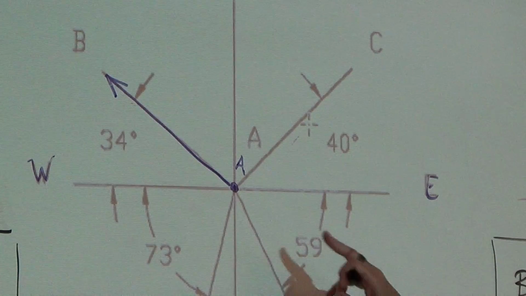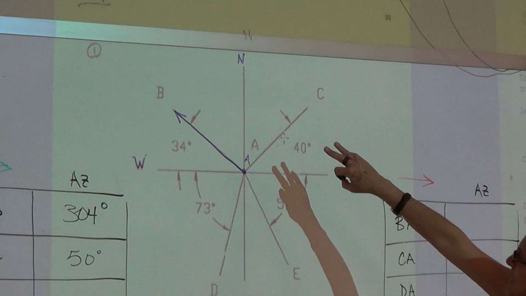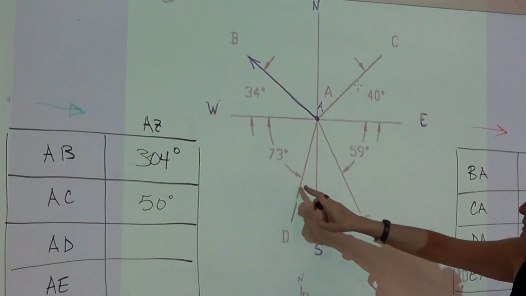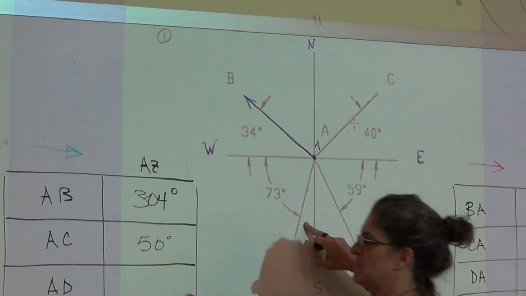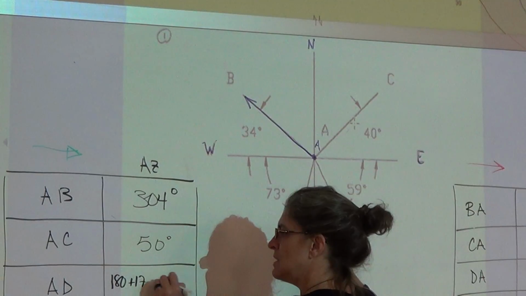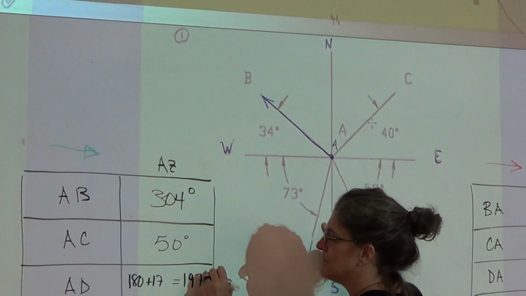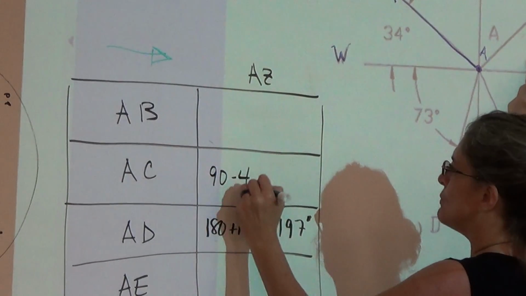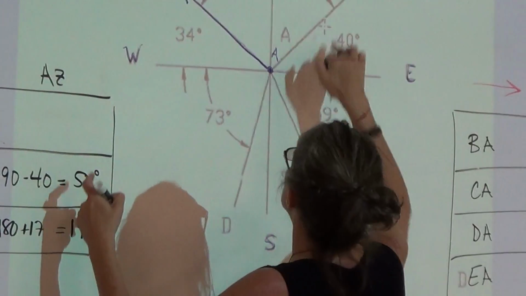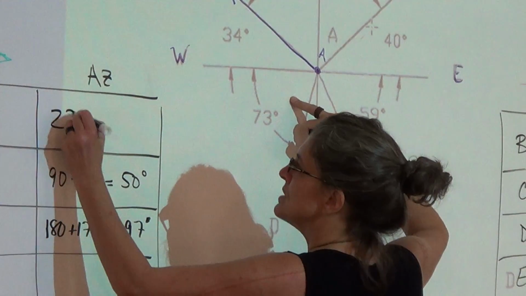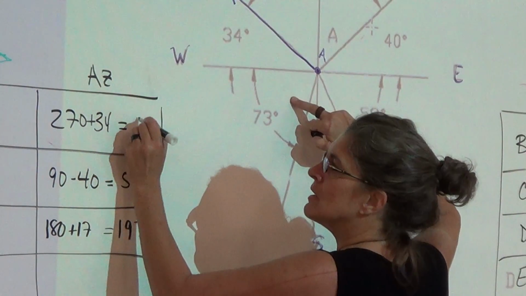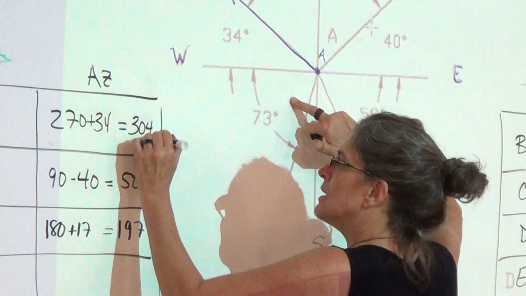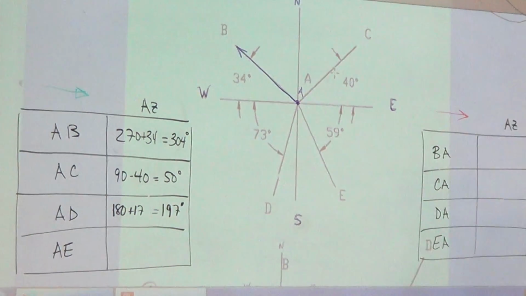David, how about A to D? 197. Okay, so it's 270 minus 73, or we could say 180 plus 17. Did you say 197? Good. Maybe I should show the math. This one is 90 minus 40, which is 50 degrees, and AB would be 270 plus 34, which is 304. Is that helpful for me to show you the math, how I'm getting it?